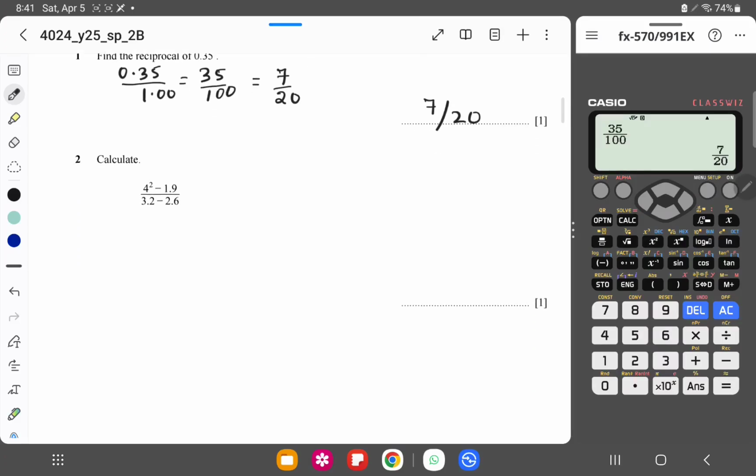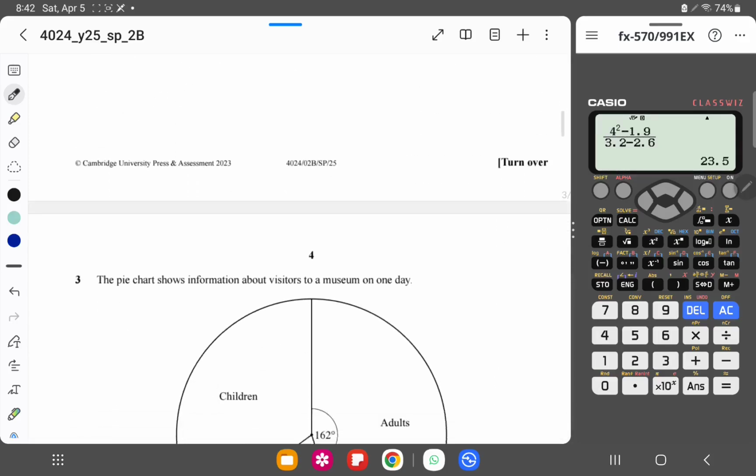Question number 2. Calculate 4 squared minus 1.9, divided by 3.2 minus 2.6. As this is also a 1 mark question, you can find your answer directly with the calculator. So this is 4 squared minus 1.9, and then division, 3.2 minus 2.6. Okay, and equals 47 over 2. And then in decimals it is 23.5. So 23.5 is the answer for question number 2. Go to the next question, question number 3.